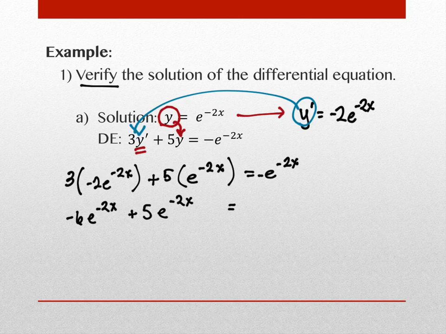So these quantities are the same variable component, right? They match. So here I have negative 6 of them. Here I have positive 5 of them. And so if I combine those, how many of them do I have? Negative 1, or negative e to the negative 2x. And lo and behold, that's exactly what I was supposed to have, right?